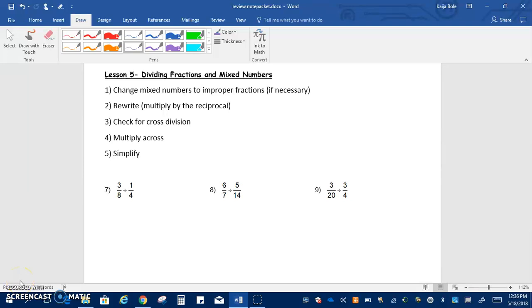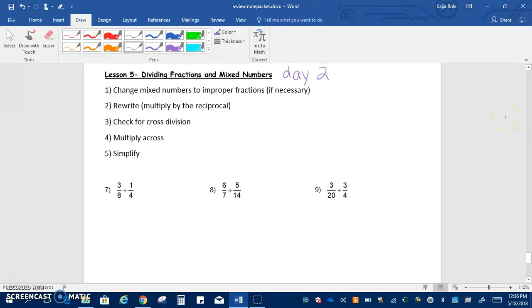Alrighty, here we are on lesson 5, dividing fractions and mixed numbers. So this is our day 2 portion of lesson 5. So on the very back page of your packet, it first says to change mixed numbers to improper fractions, of course if you have them, and then you rewrite, which means we are multiplying by the reciprocal. Then you check for cross division, multiply across, and then simplify.